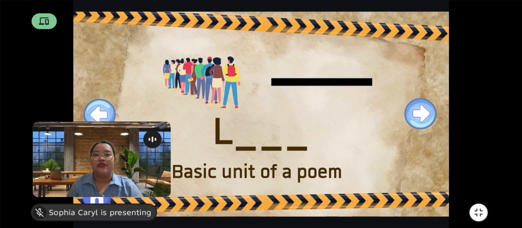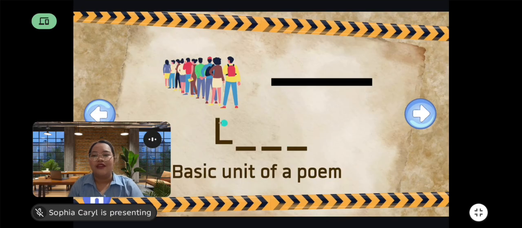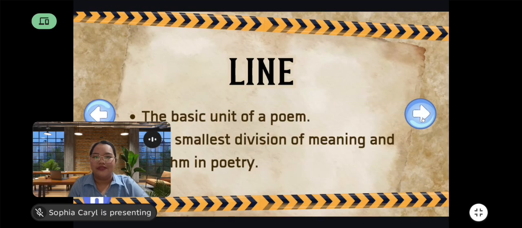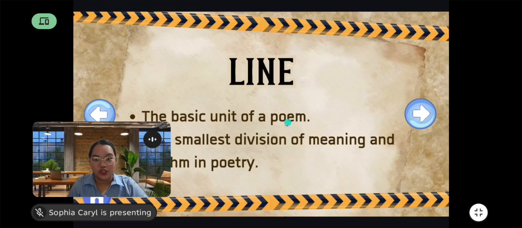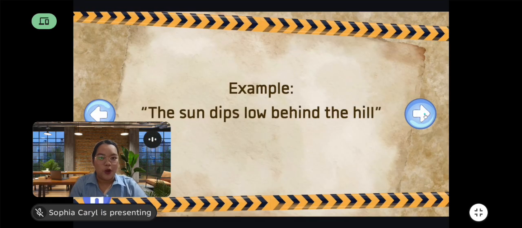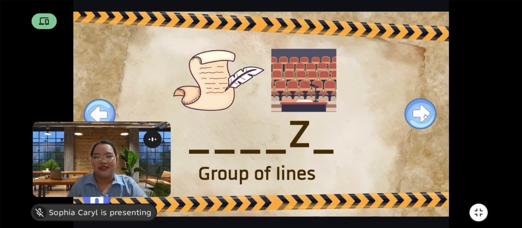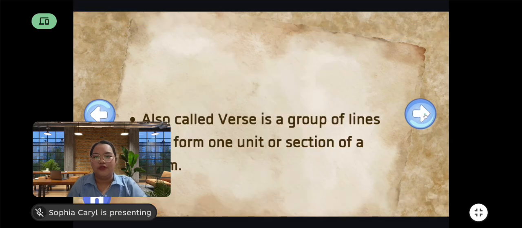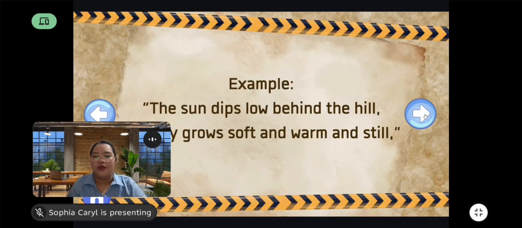And now this is where it gets more game based, since the students will be playing like 4 pics 1 word, but it's not 4 pics, it's only 2. There is a clue at the bottom, the meaning of the word, and they will guess what word it is. For the first one, the first element is line, and it will be revealed, as well as the whole definition of line, and an example. For the next slide, it's stanza, group of lines, with the example.